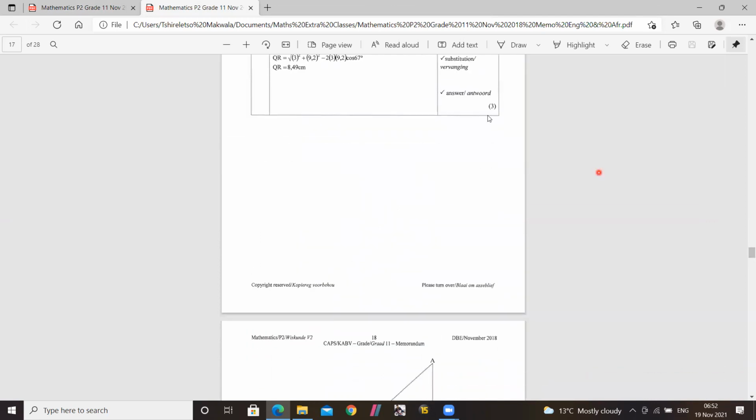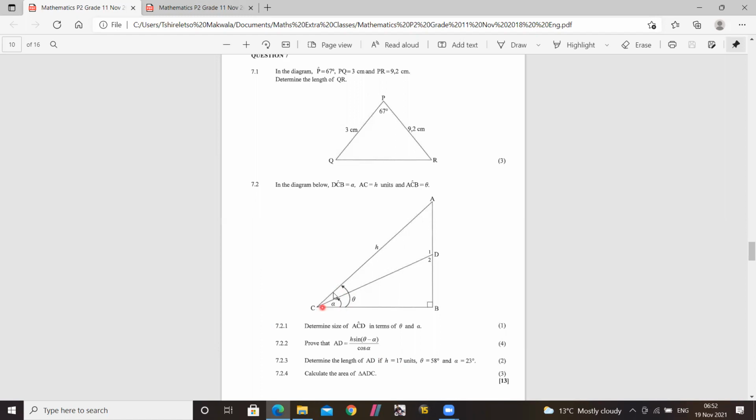So here it's theta minus alpha. This thing here, let's just indicate it here. So here it's theta minus alpha. That's that angle there. I'll just write this as alpha. So it's theta minus alpha. Then it says prove that AD, which is this side here, is equal to that. So how do we prove that AD is equal to that?